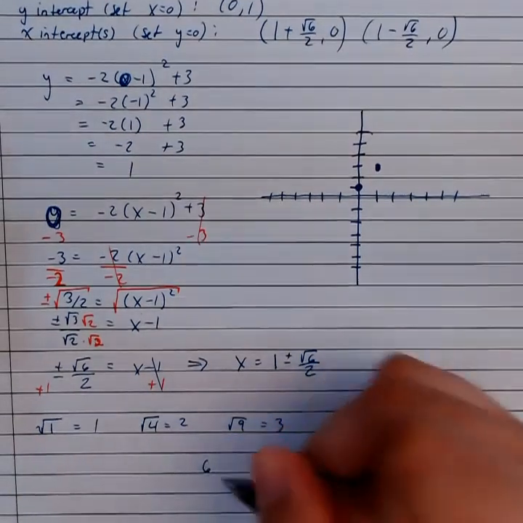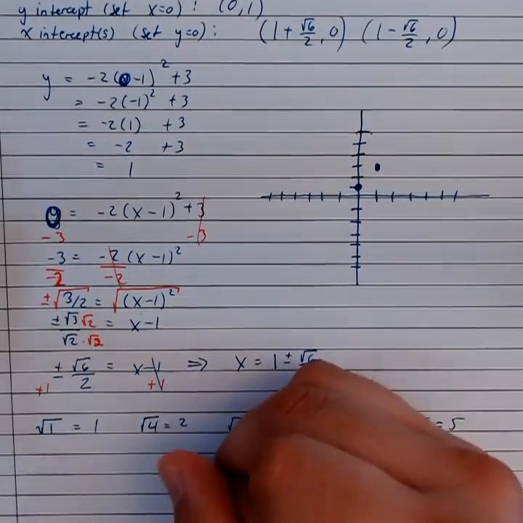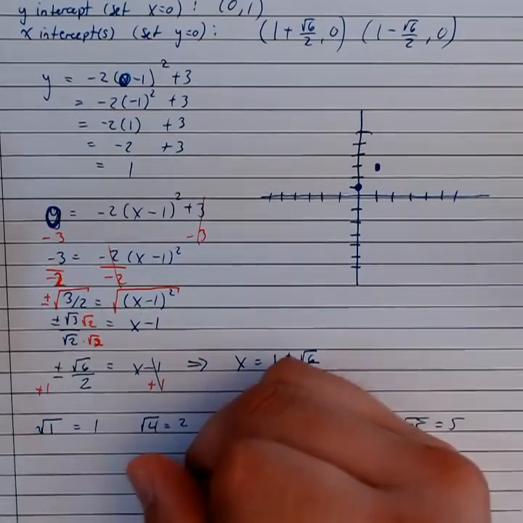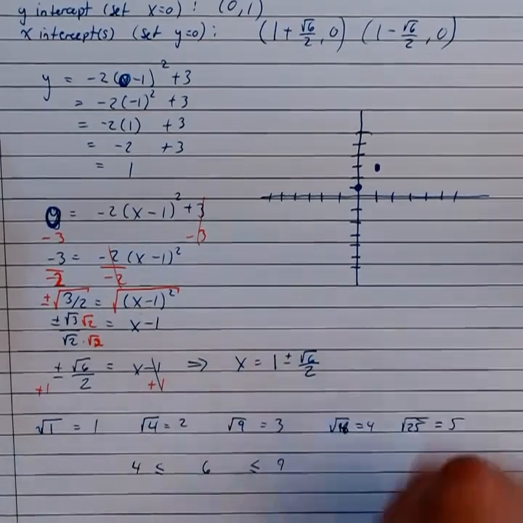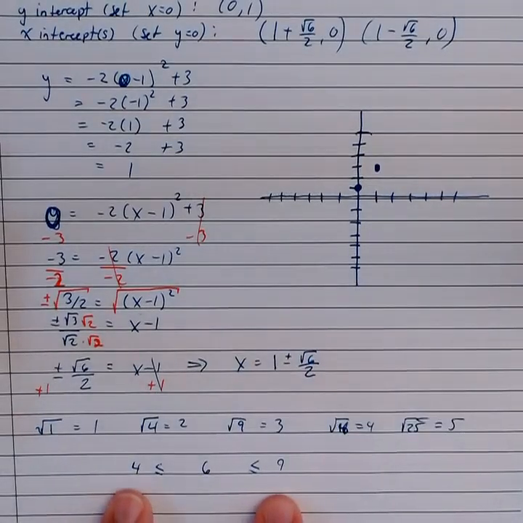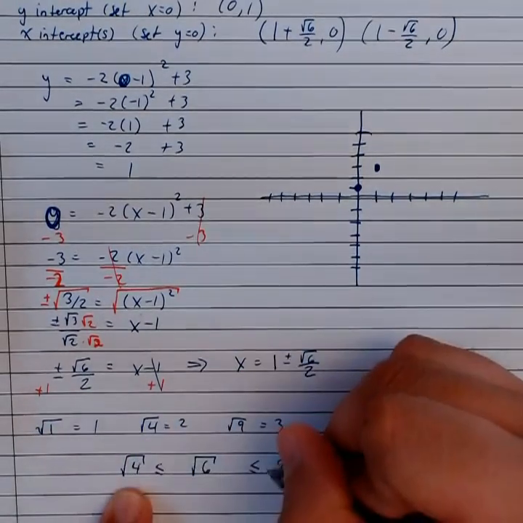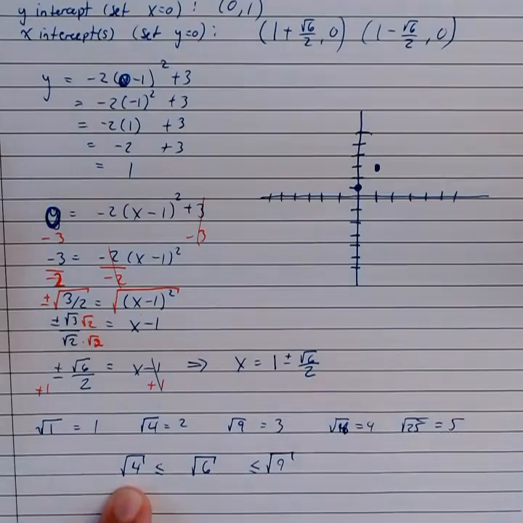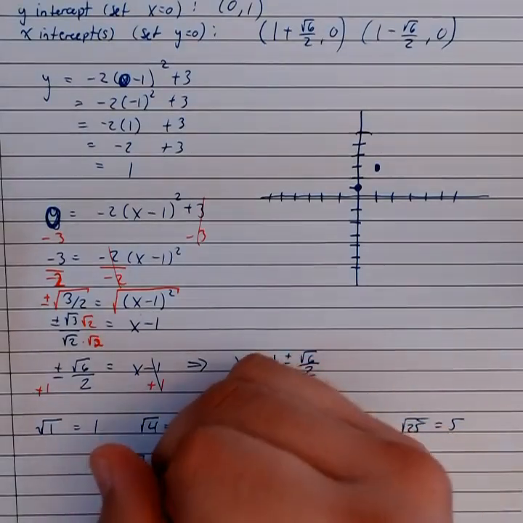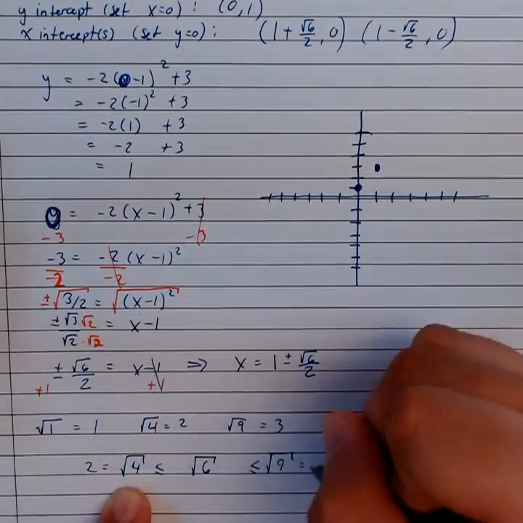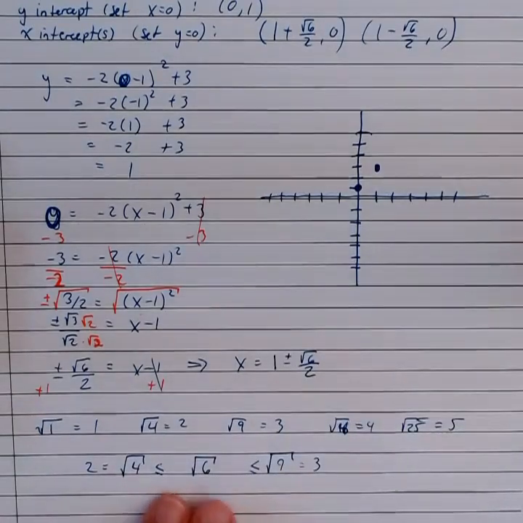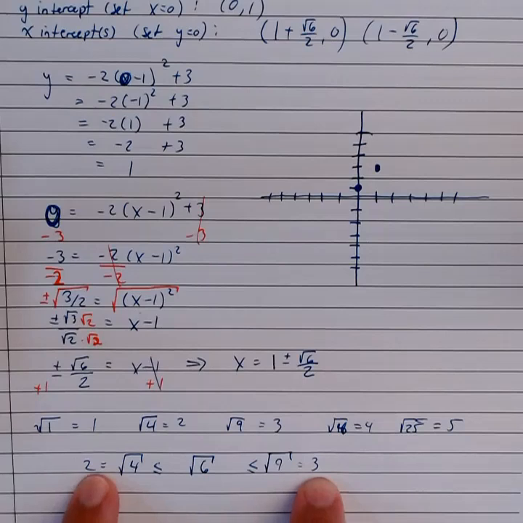I know that 6 falls between 4 and 9. Well, sure it does. Okay, well then that means the square root of 6 would fall somewhere between the square root of 4 and the square root of 9. But I know what those numbers are, 2 and 3. So here, I don't know what the square root of 6 is, but I know it's somewhere between 2 and 3. So let's say it's about 2.5.